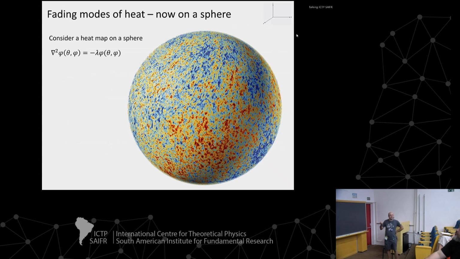Who knows what this is? What is this? Any astrophysicist here? What? Say it loud. What is this? No, say it. What is this? Yes, CMB. What is CMB? After you remove the dipolar component, it is the fluctuations in the temperature of the cosmic microwave background.